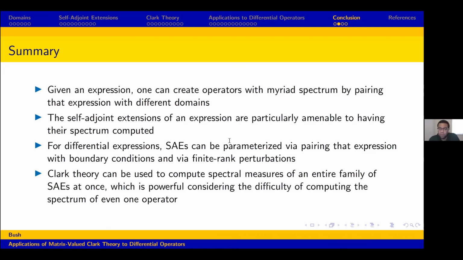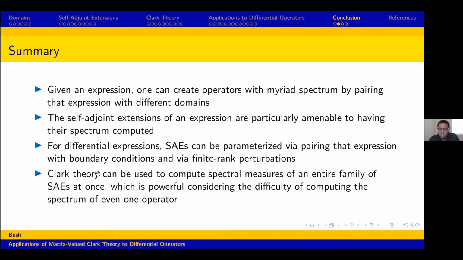And then if we work with differential expressions, we get the ability to describe our self-adjoint extensions in terms of boundary conditions, which helps us interface with other fields. People that work in differential equations might not know what a finite rank perturbation is, but they sure as heck know what a boundary condition is. So we're able to speak the language of multiple fields through these self-adjoint extensions. They let us communicate between the two.